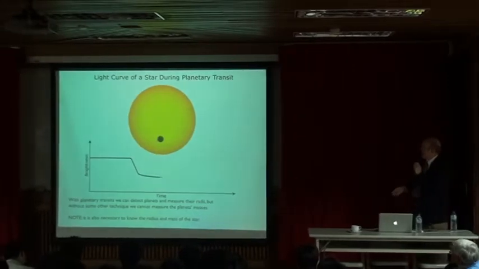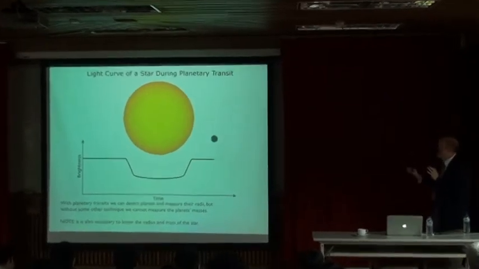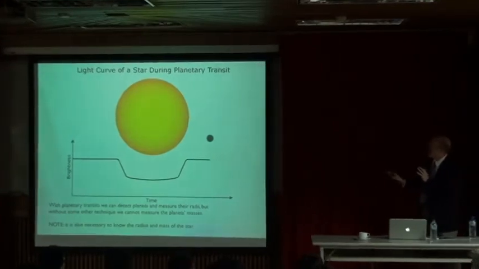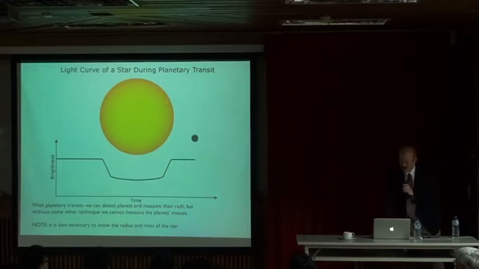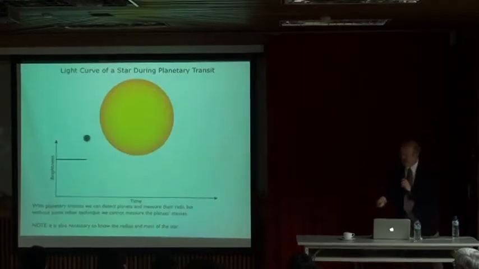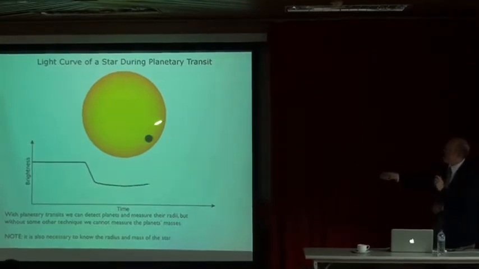So the next technique I'm going to talk about is planetary transits. This is very important because this is really what the rest of the discussion is going to be about, this technique. Let me show you this again. This is the light curve. This is a measure of the amount of light.